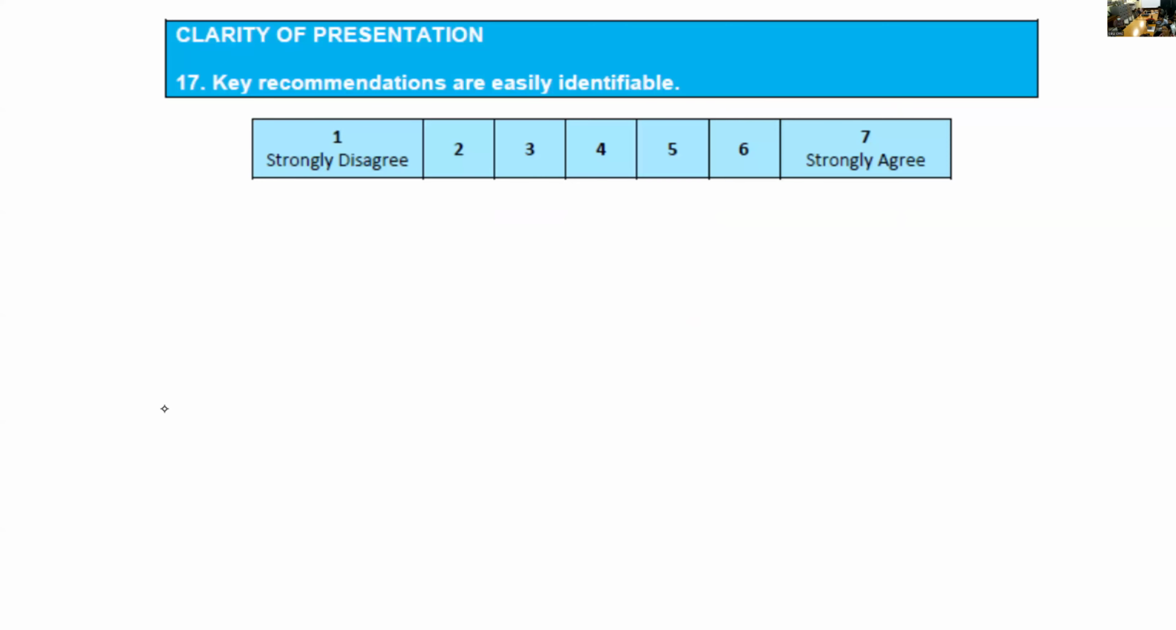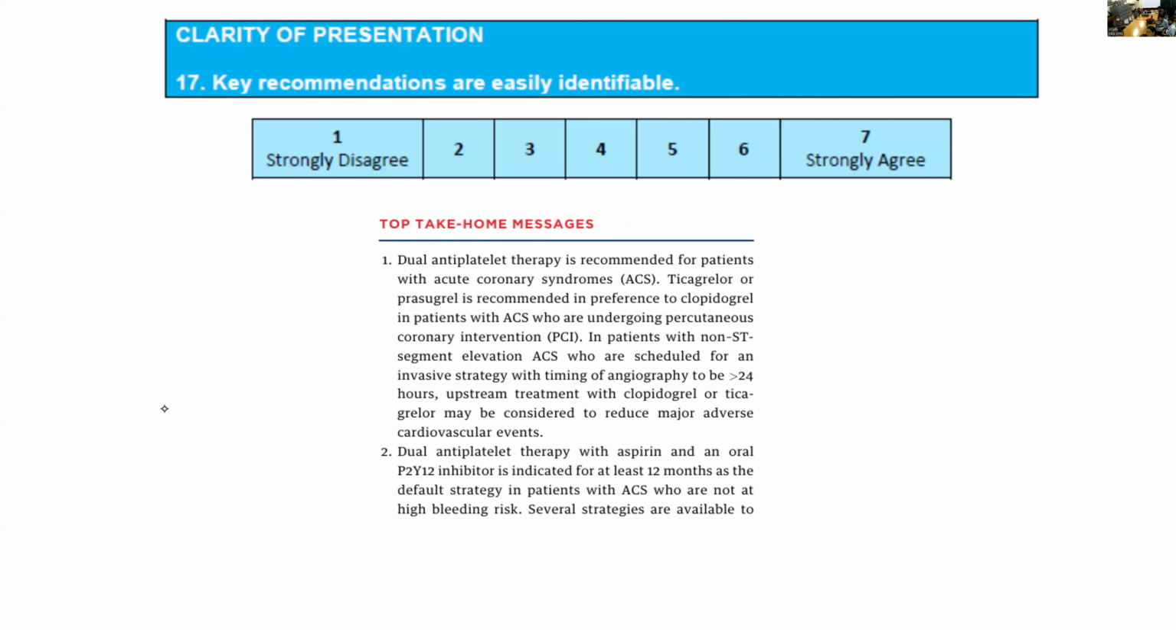So key recommendations are easily identified. The document actually begins with top take-home messages, clearly described. So I had given them a 7.